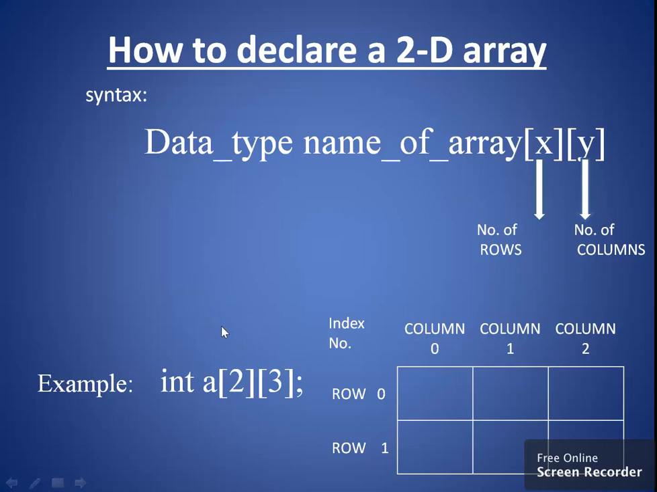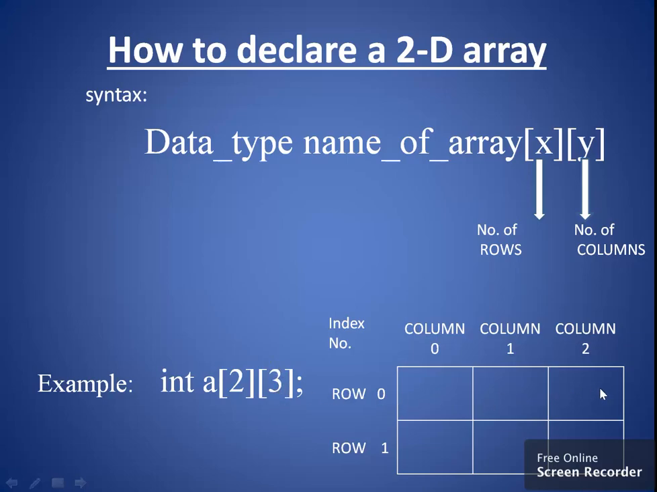So an example of the declaration of a two-dimensional array is int a[2][3]. In that, this int represents the data type of the elements present in the array. Then a represents the name of the two-dimensional array. 2 represents the number of rows present in the two-dimensional array. And this 3 represents the number of columns present in the two-dimensional array.